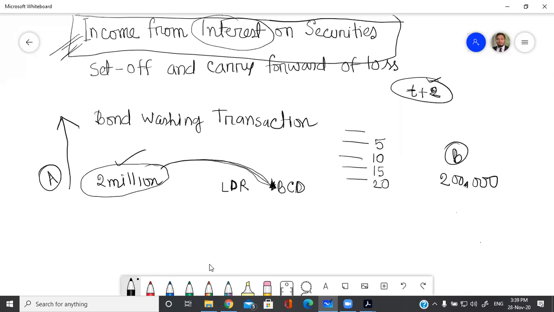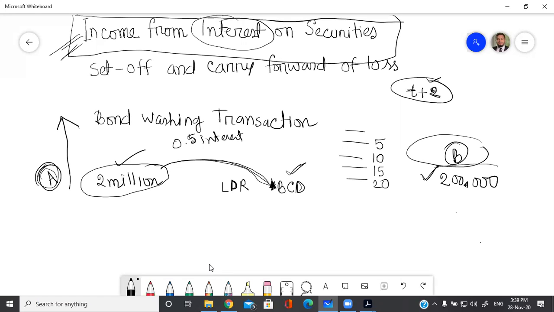Mr. A has managed to sell his interest bearing securities on which, say, 0.5 million interest income will be due on this date, just for example. He has sold his securities to Mr. B, whose income is too low to be taxable.